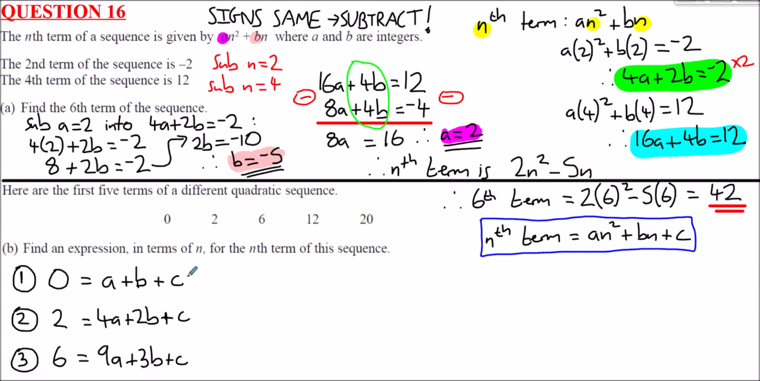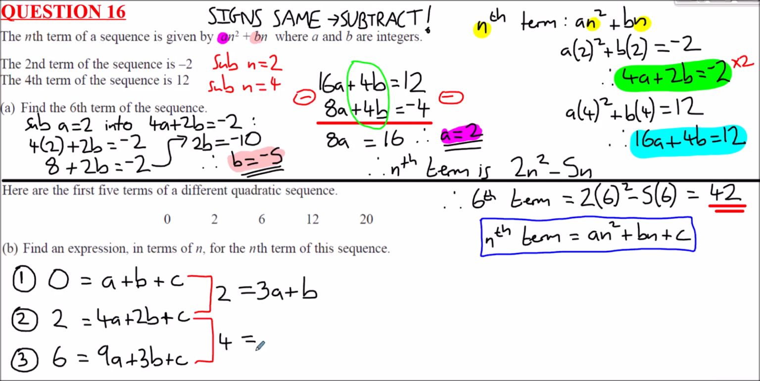So if I just pick on these top two, if I do the middle one, take away the top one, 2 take away 0 gives me 2, 4a take away a gives me 3a, 2b take away b gives me 1b, c take away c cancels. Do the same down here. The bottom equation, take away the middle. 6 take away 2 is 4.